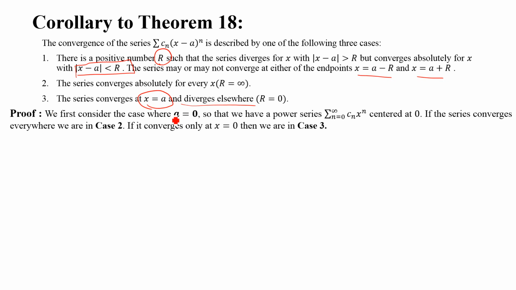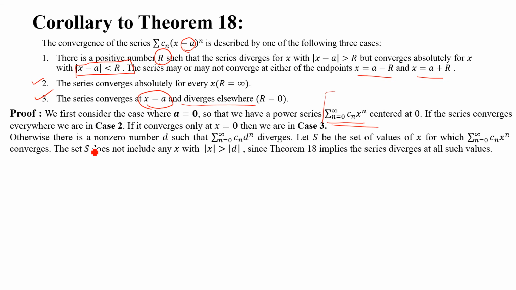So for the proof, we consider the case where a is equal to 0, that is, the center is 0. So that we have a power series which looks like this, centered at 0. If the series converges everywhere, we are in case 2. If the series converges at only one point, that is x equal to 0, then we are in case 3. Otherwise, there is a non-zero number d such that sigma c_n d^n, n from 0 to infinity, diverges. If we are not in these two cases, then there must exist some non-zero number d such that sigma c_n d^n diverges.